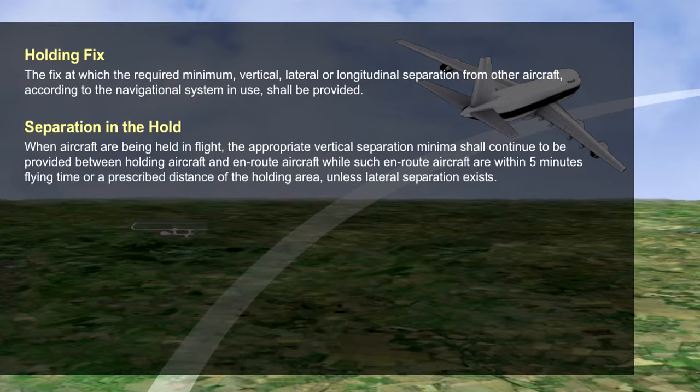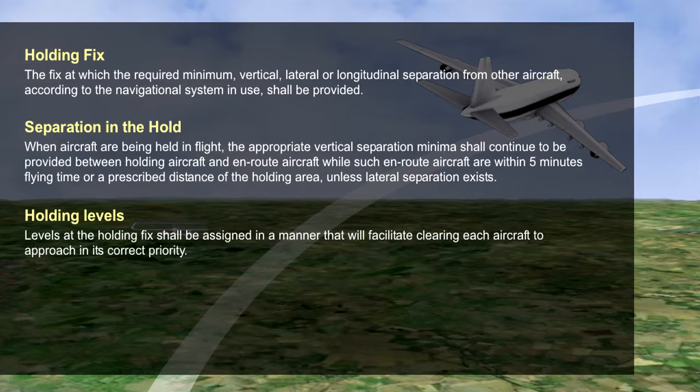Separation in the hold. When aircraft are being held in flight, the appropriate vertical separation minimum shall continue to be provided between holding aircraft and en route aircraft, while such en route aircraft are within 5 minutes flying time of the holding area, unless lateral separation exists. Holding levels. Levels at the holding fix shall be assigned in a manner that will facilitate clearing each aircraft to approach in its correct priority.